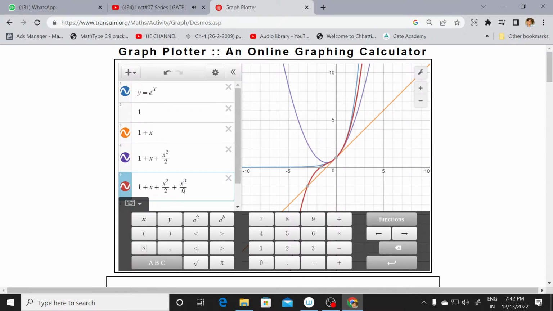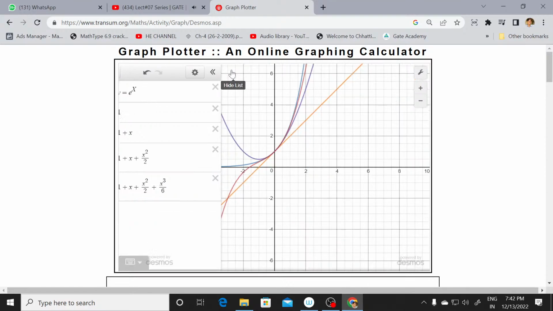And as you take the higher polynomial, what would happen? Now you are getting better fitting at x is equal to 0. You can see the blue one has been fitting better, that has been an upward facing parabola. And now even the red one, that has been a cubic polynomial, is fitting e to the power of x much better at x is equal to 0 only.